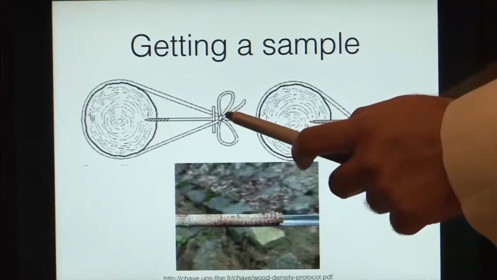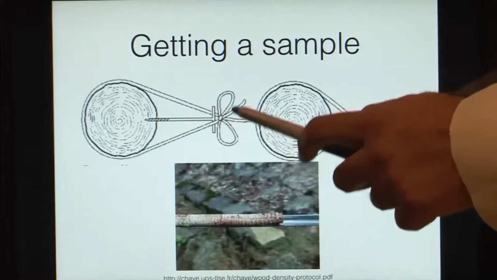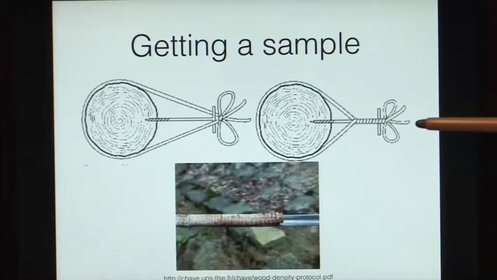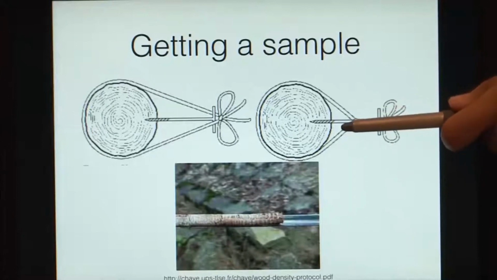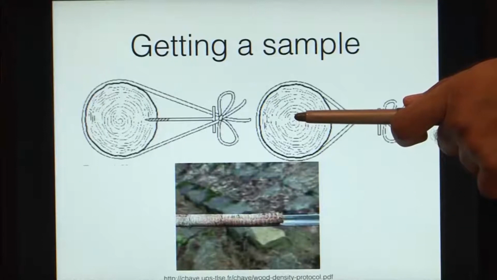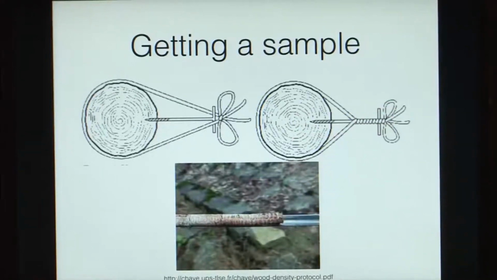When you turn the borer, this string gets turned around the borer like this, and when it does so, it exerts a pull towards the tree. So, when you do this, your borer will go on penetrating the tree with each turn, and this is a picture of a sample that has been received from the borer.